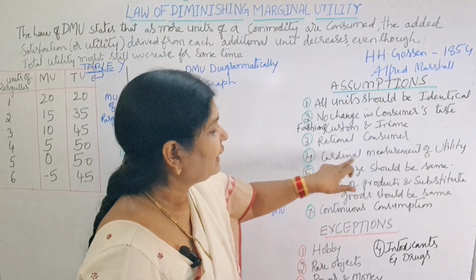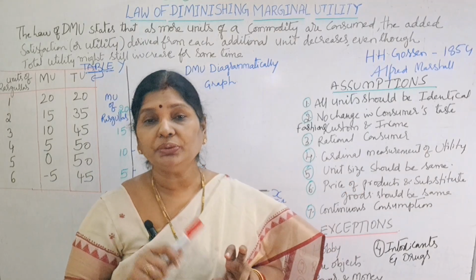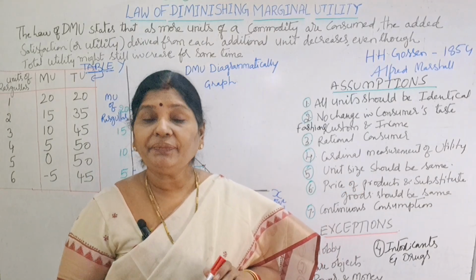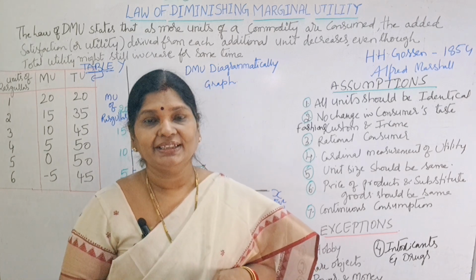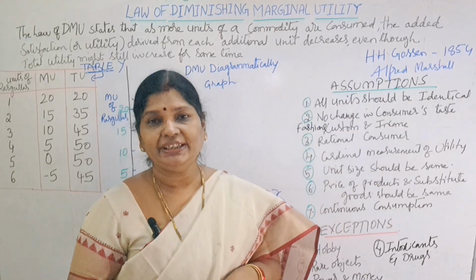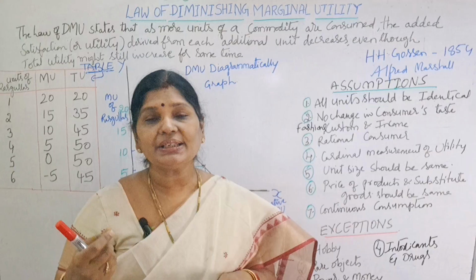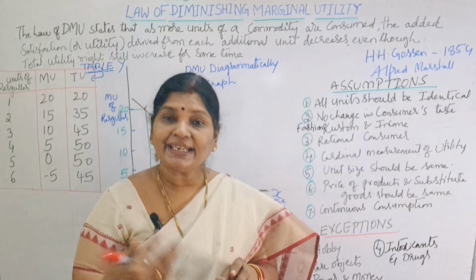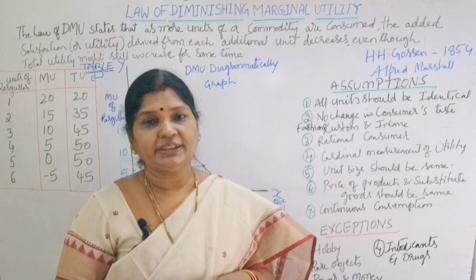Next, fourth one, cardinal measurement of utility. This law will apply only to those things where we can measure in terms of units or utils, meaning measurement should be there. That is called cardinal measurement of utility. But if there is no cardinal measurement like utils or units, we cannot know the satisfaction level, meaning the marginal utility of the consumer.